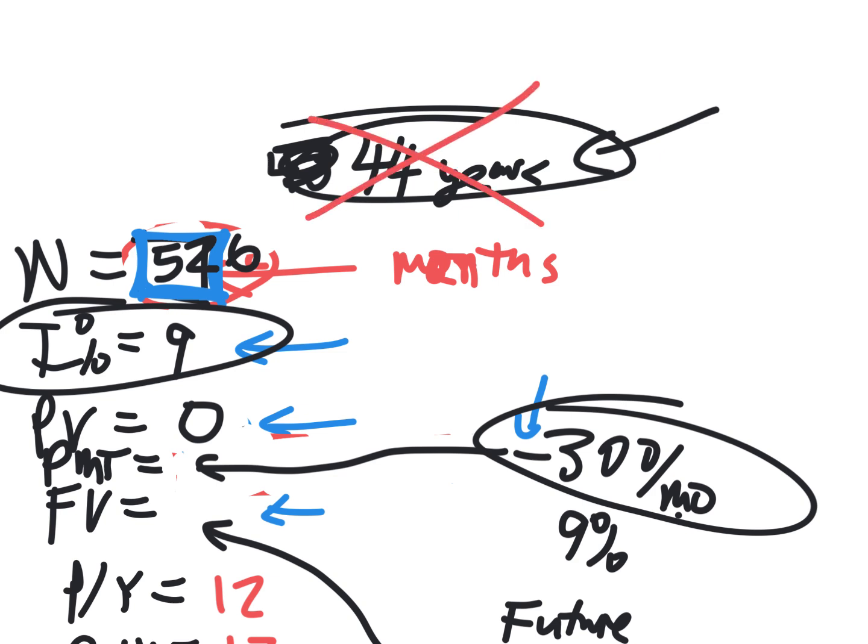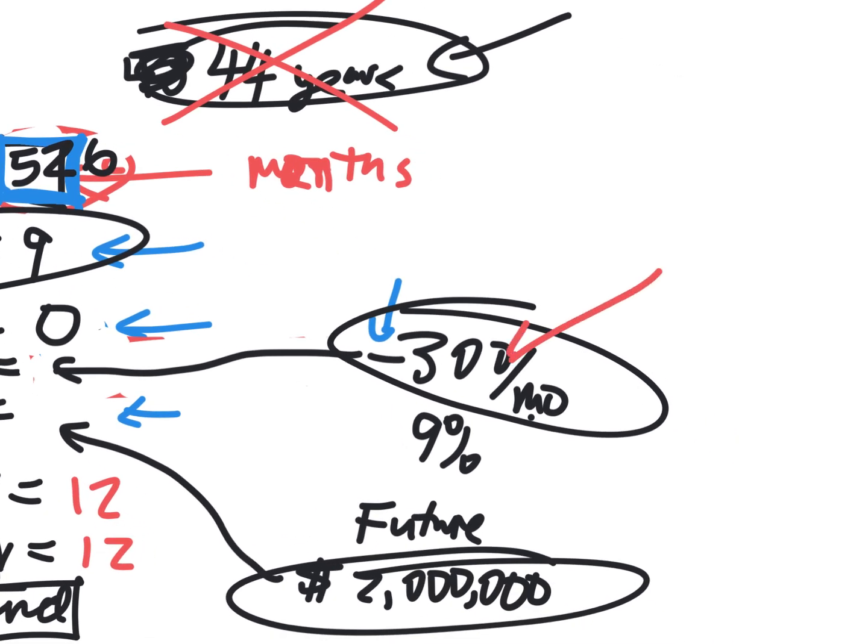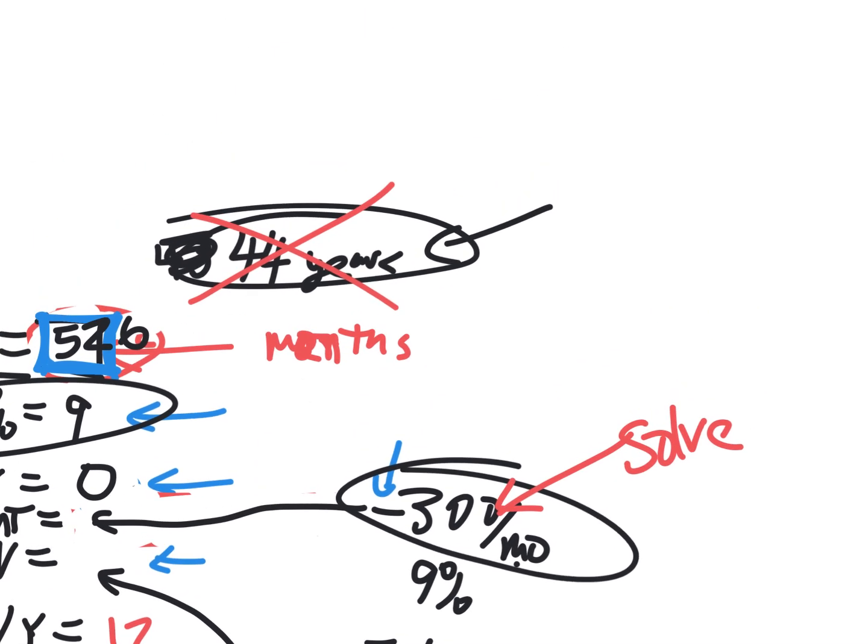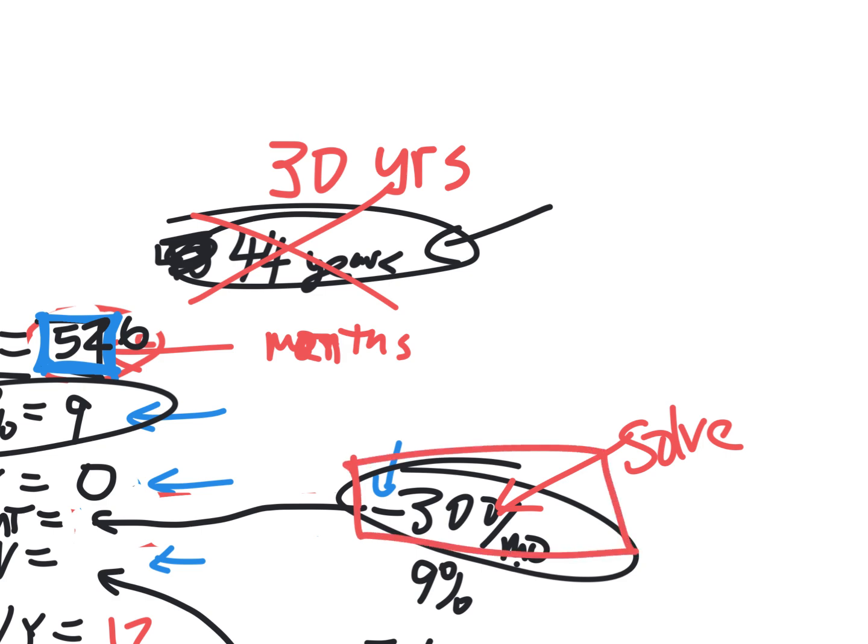Then something's going to have to change. You want to change this and solve for how much a month you would have to save to make it 30 years. So I changed your N, you resolve for your payment. Change your N to 30 times 12. Resolve your payment.